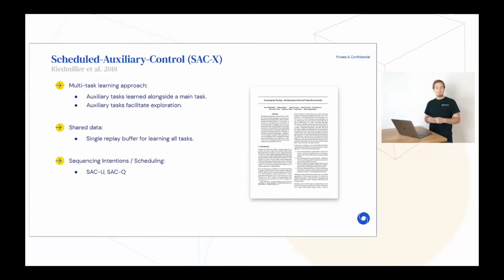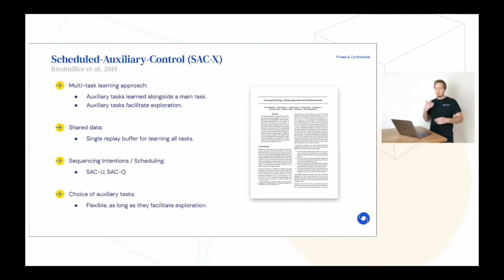Like that, scheduled auxiliary control can achieve high data efficiency, which makes it fit for learning complex tasks completely from scratch on real robot systems, as long as the auxiliary tasks help with exploration. An important insight of scheduled auxiliary control, however, is that the exact definition of the auxiliary tasks isn't all that important as long as they jointly lead to adequate exploration.